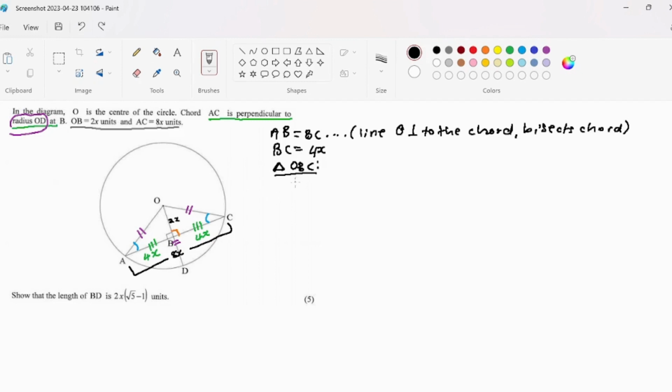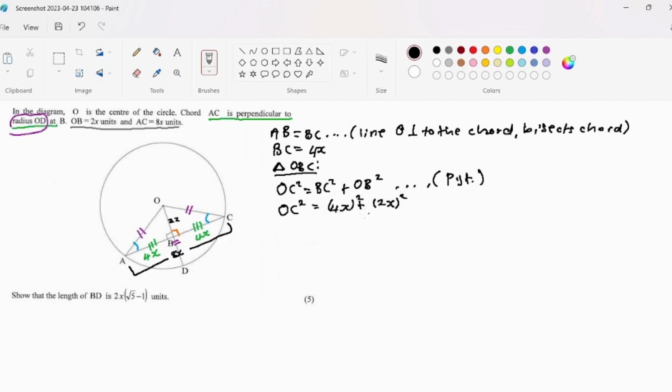Since we are considering triangle OBC, we are going to say OC squared is equal to BC squared plus OB squared, right? So our reasoning here, we are going to say Pythagoras theorem. So what are we looking for here, guys? We are looking for OC, because OC is our hypotenuse and is also our radius. So what is BC? We have identified BC to be 4x, right? And then OB we are given is 2x.